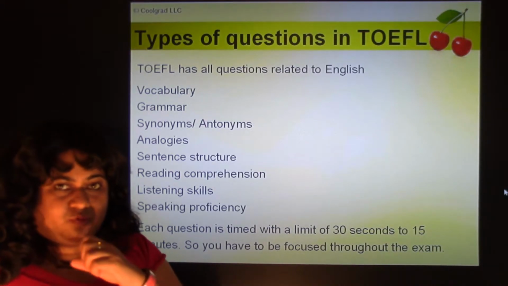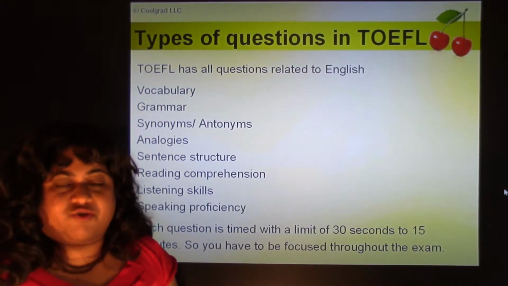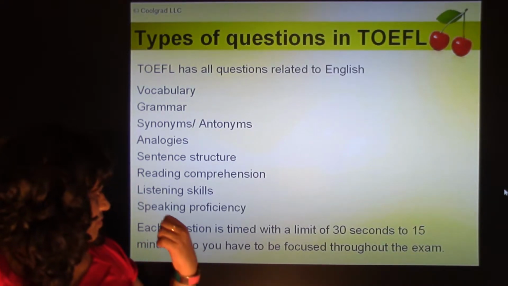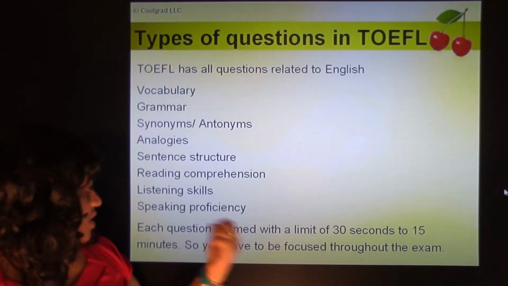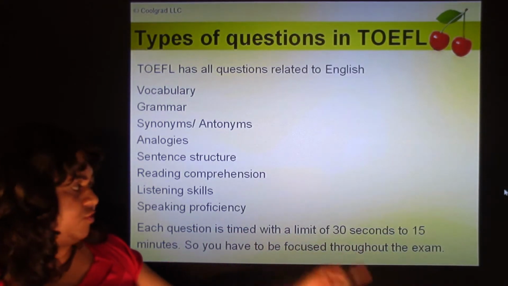And then while speaking, you have to be very articulate and make sure they understand what you say. Each question is timed with a limit of 30 seconds to 15 minutes. So you have to be focused throughout the exam.